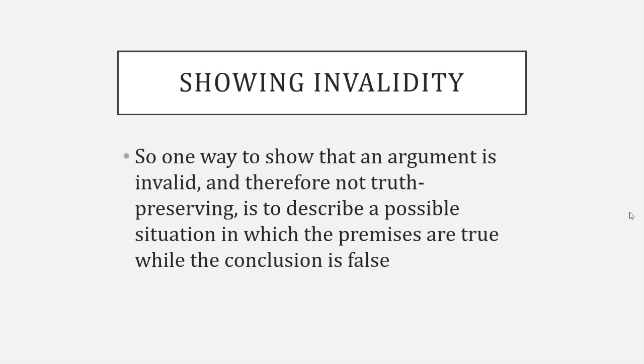So one way to show that an argument is invalid, and therefore not truth preserving, is to describe a possible situation where the premises are true while the conclusion is false. If you can think of any scenario, it doesn't have to be a normal, sane scenario, it can be a wild, weird scenario, where the premises are true and the conclusion is false, then you've shown that that argument is invalid, that it's not truth preserving. Okay.